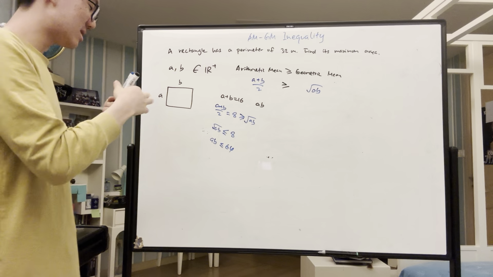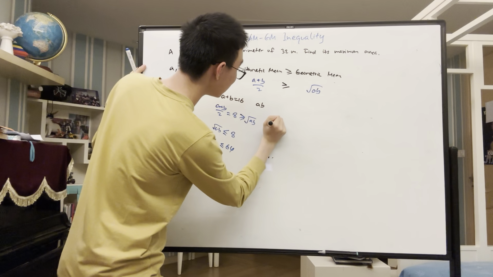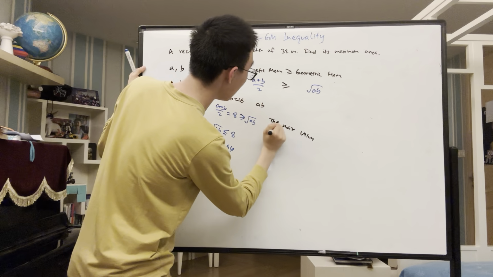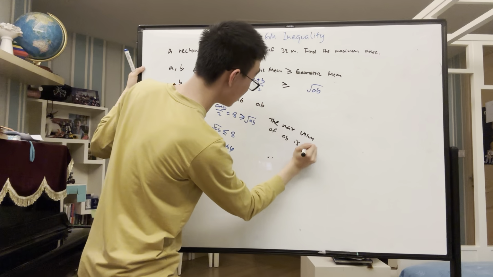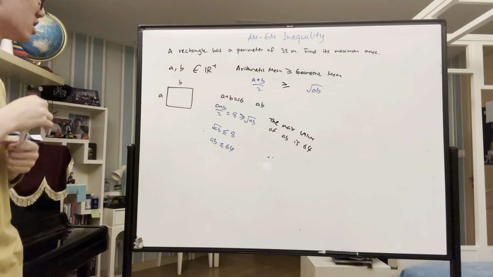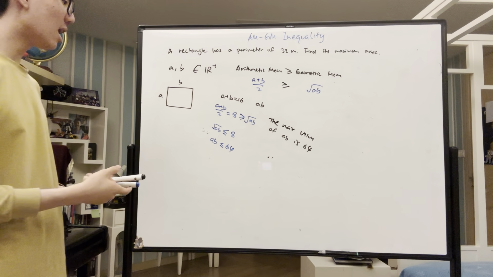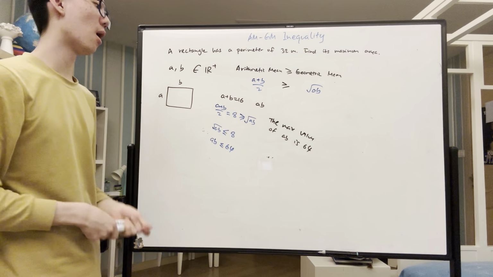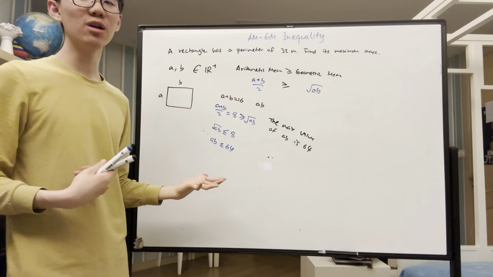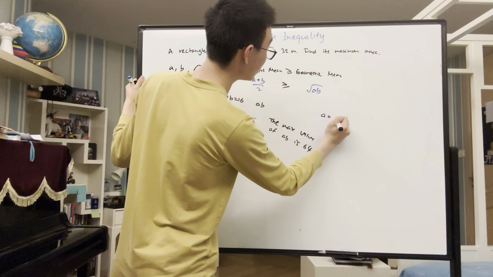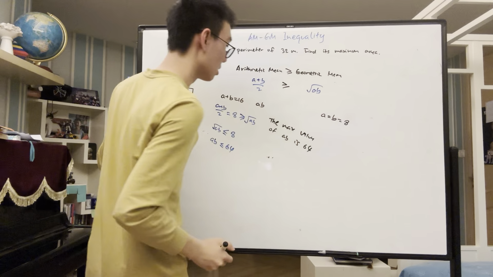So therefore, what can we say? We can say that the maximum value of AB is 64. But now a question arises. Sometimes we can say that the maximum value of AB is 64, but are we actually able to achieve this value? Well, yes, we're able to achieve this value when A is equal to B is equal to 8.